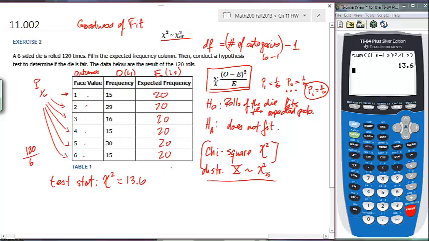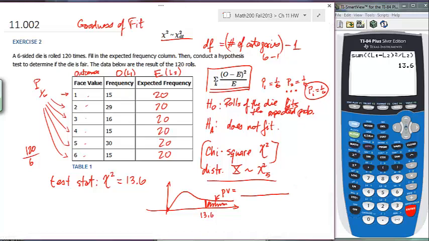Now the next step we need is to figure out what our p-value will be. So by the way, these are always right-tailed tests. Our chi-square distribution starts at 0 and goes like this, and it's skewed to the right. Our test statistic is given here at 13.6, and so we're looking for this probability value, shaded region, and we can find this value by going into the calculator's distribution function.